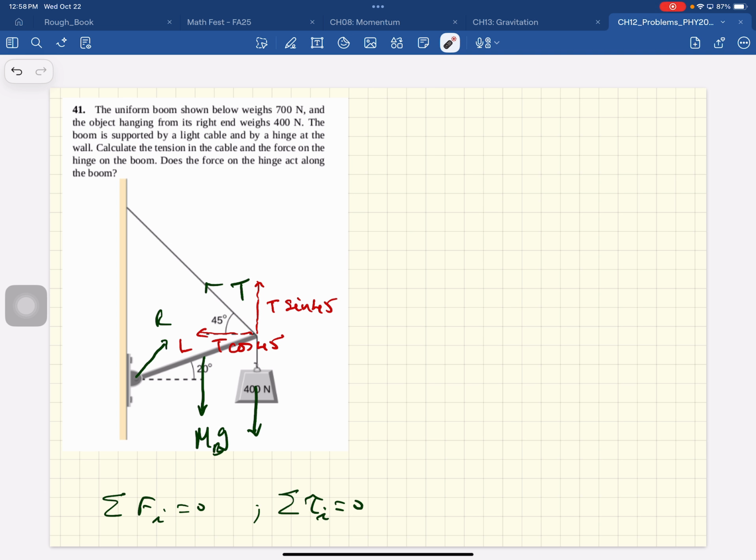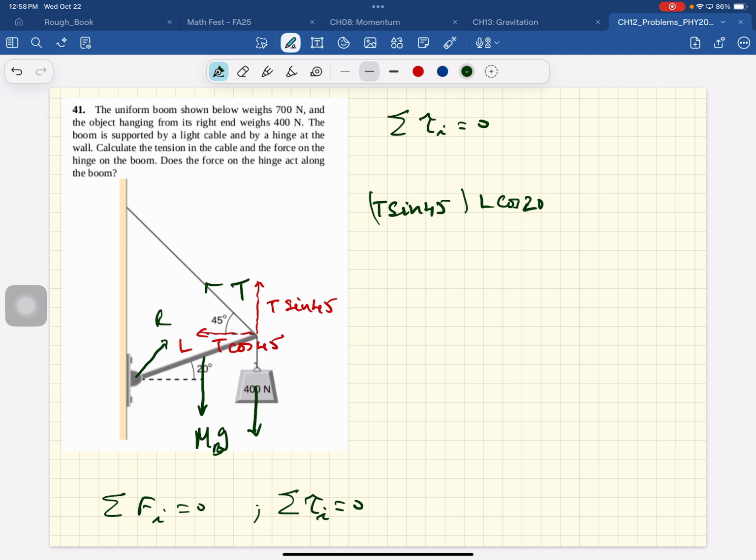So let's do the counterclockwise torques first. We are doing the sum of the torques is 0. So the first force is T sine 45. That is the force. And the moment arm for that guy is this length, and that length is L cosine 20. Plus, now here's another counterclockwise torque. This force is giving a counterclockwise torque. The moment arm for this guy is that, which is equal to this distance, which is L sine 20.